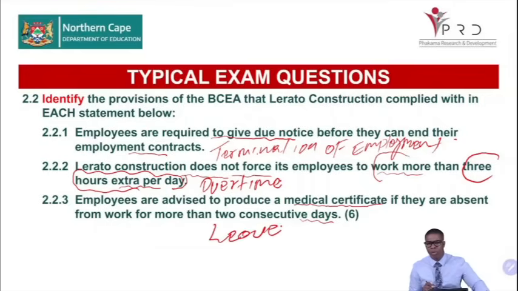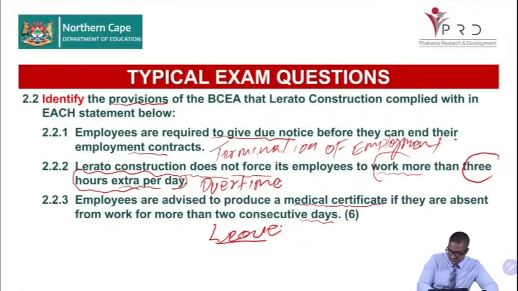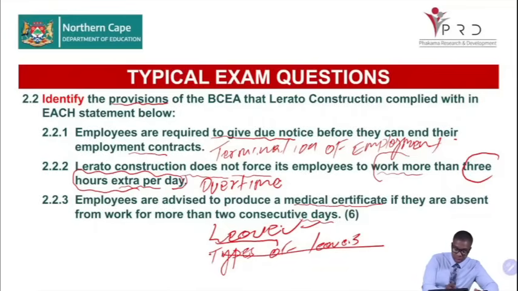And you might be confused to say, but why are you saying leave? Because the question is asking for a provision. And under this provision we call leave, we have types. We have types of leaves. But the examiner has asked for the provision. So you have what? Sick, family. In this regard, we say the answer is leave. We don't focus on the types of leaves because the provision that is being stated here is leave.